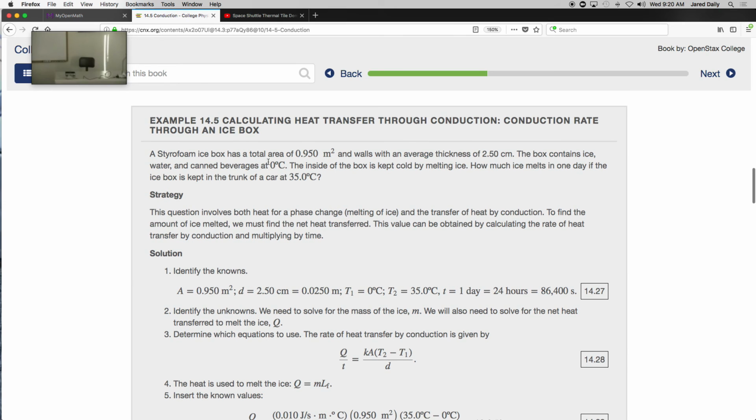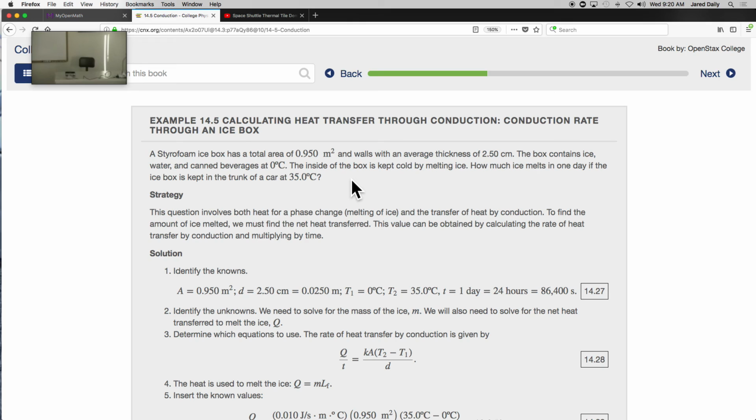So we have a styrofoam box that has a total area of 0.950 meters squared. The walls have an average thickness of 2.5 centimeters. The box contains ice, water, and canned beverages at 0 degrees. The inside of the box is kept cold by melting ice. How much ice melts in one day if the ice box is kept in the trunk of a car at 35 degrees Celsius? So what do we have to ask ourselves at this point?